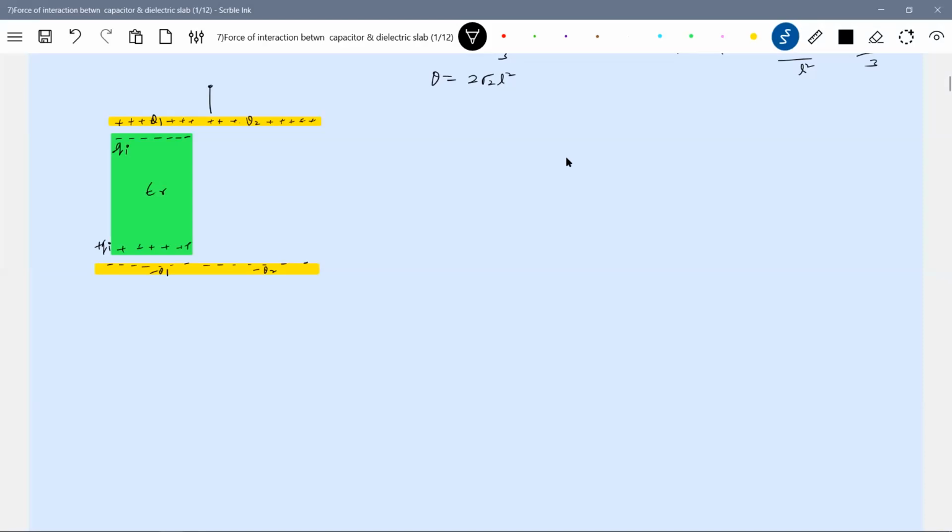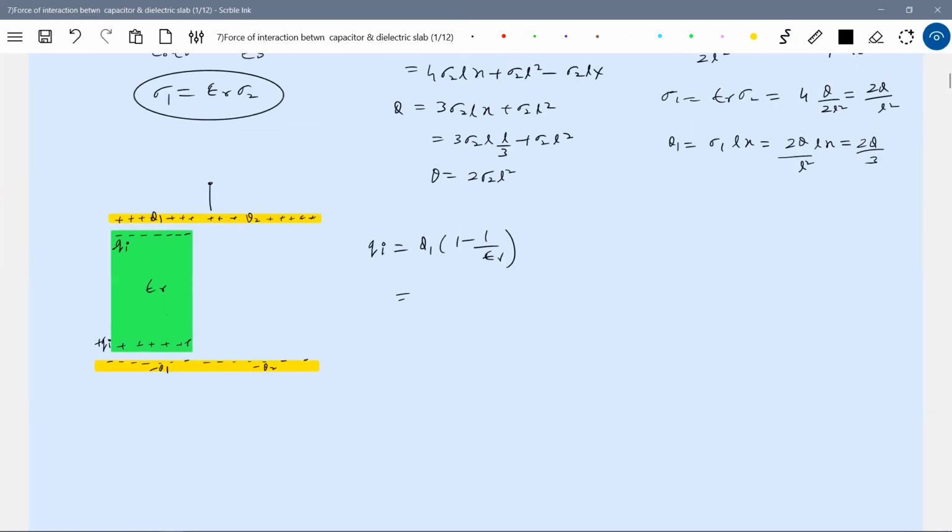How to find out? Yesterday we brought one formula. What is Qi equal to? Q1 into (1 minus 1 by epsilon r). Yesterday we derived it. So what is the charge in the region where it is there? It is Q1. What is the Q1 value? Q1 value, we got it as 2Q by 3. So this is 2Q by 3 times 1 minus 1 by 4, epsilon r being 4.